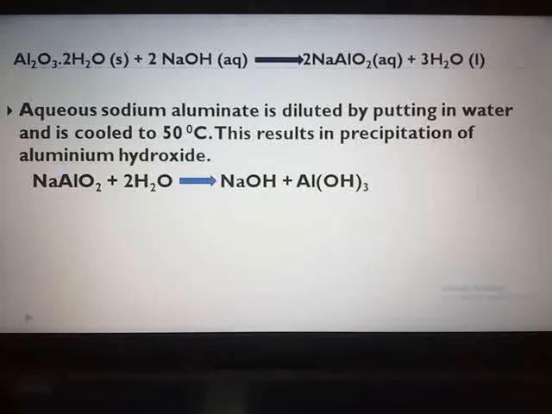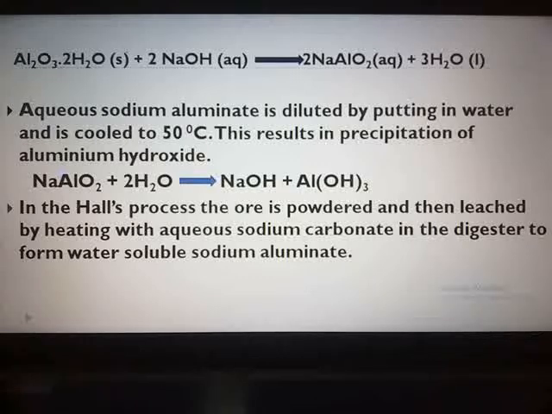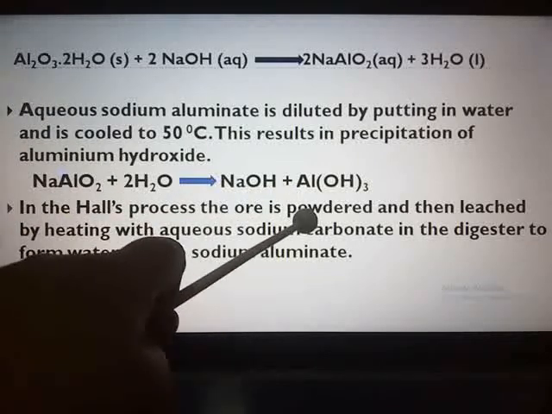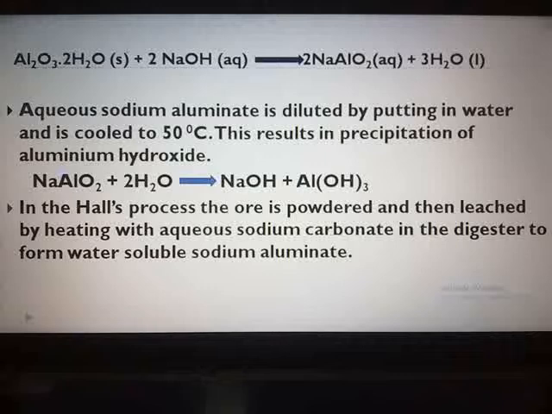Before that, we will see about the Hall's process. What is the basic technique behind the Hall's process? In the Hall's process, the ore is powdered and then leached by heating with aqueous sodium carbonate. Basic difference you got here. Bayer process, the ore is powdered. Yes, here also the ore is powdered. There it is leached by sodium hydroxide, that is caustic soda, whereas here it is leached with the help of sodium carbonate. Please do not get confused.